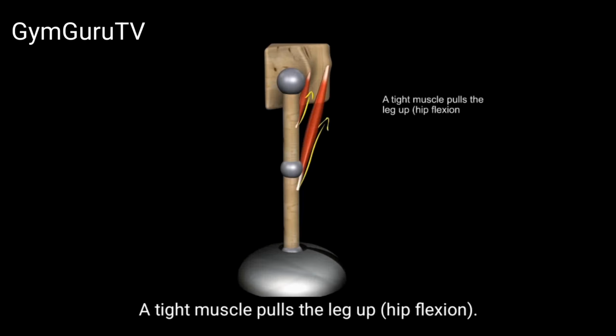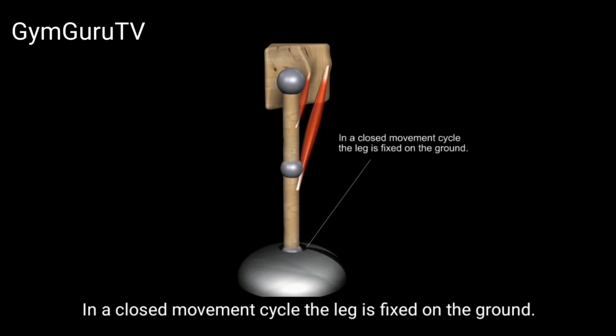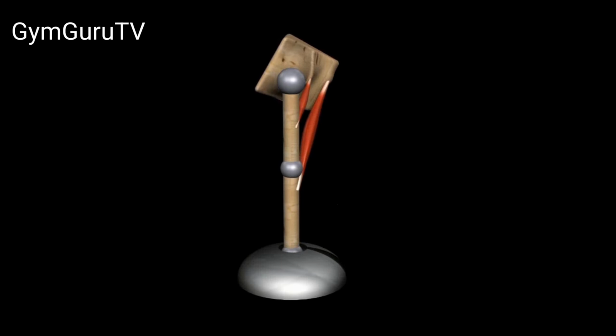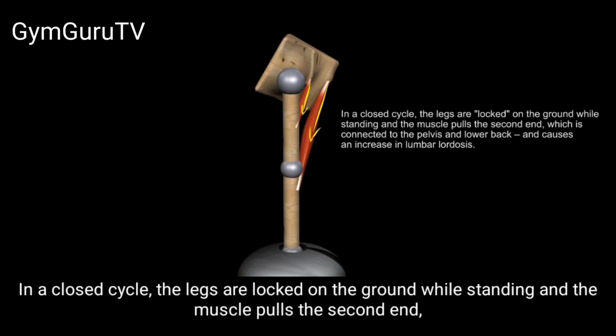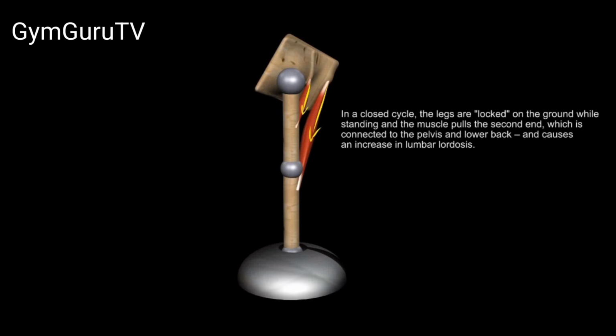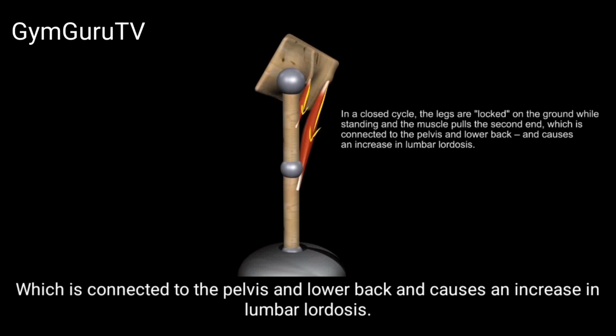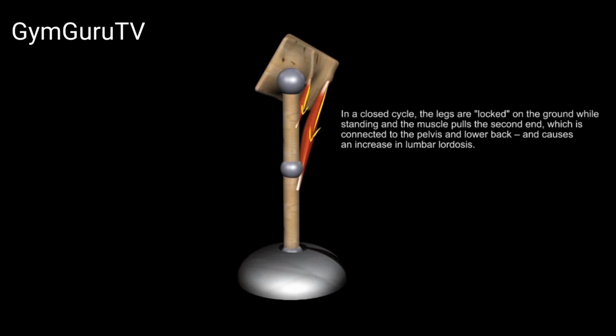A tight muscle pulls the leg up, hip flexion. In a closed movement cycle, the leg is fixed on the ground. In a closed cycle, the legs are locked on the ground while standing, and the muscle pulls the second end, which is connected to the pelvis and lower back, and causes an increase in lumbar lordosis.